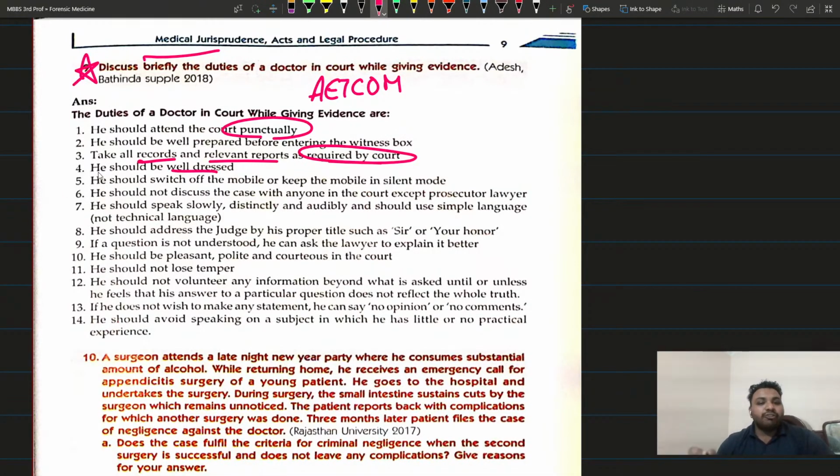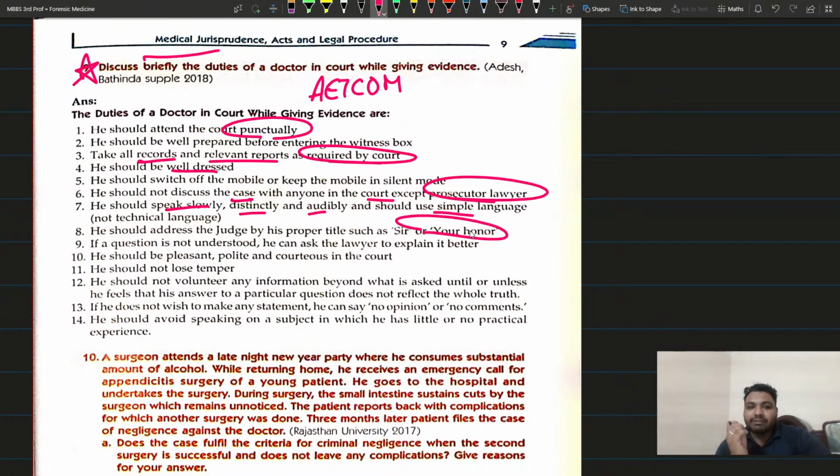But yeah. You should switch off the phone or keep the phone on silent. You should not discuss the case with anyone in the court except the prosecutor. You should speak slowly, distinctly, audibly, and use simple language. You should address the judge with the proper title such as Your Honor or Sir. Should not just say yes or no.